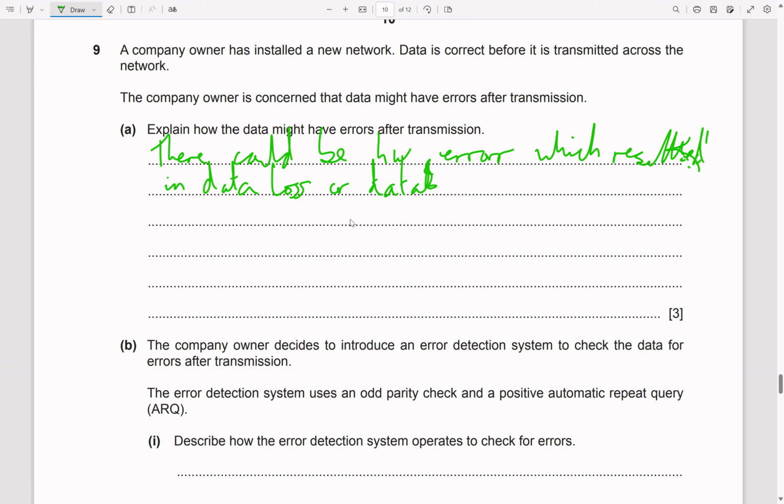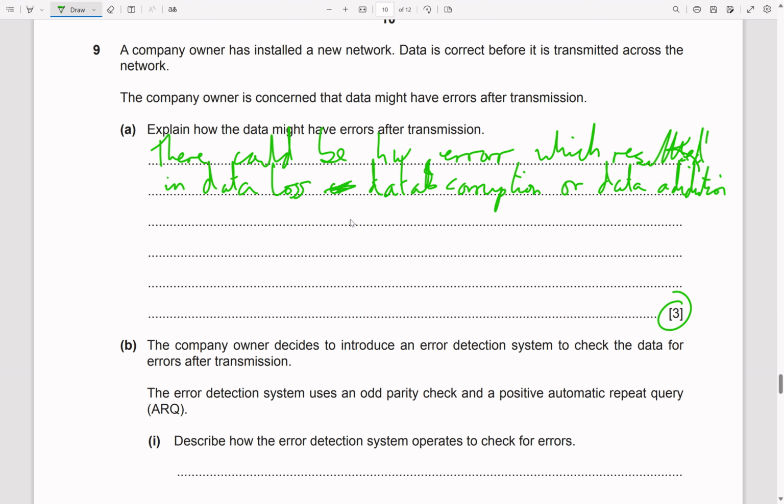I think they also do mention data can be added, although honestly it seems rare that the hardware error might cause data to be added. I guess it could. So let's say data loss, data corruption, or data addition. Honestly, I think that's actually enough for 3 marks.